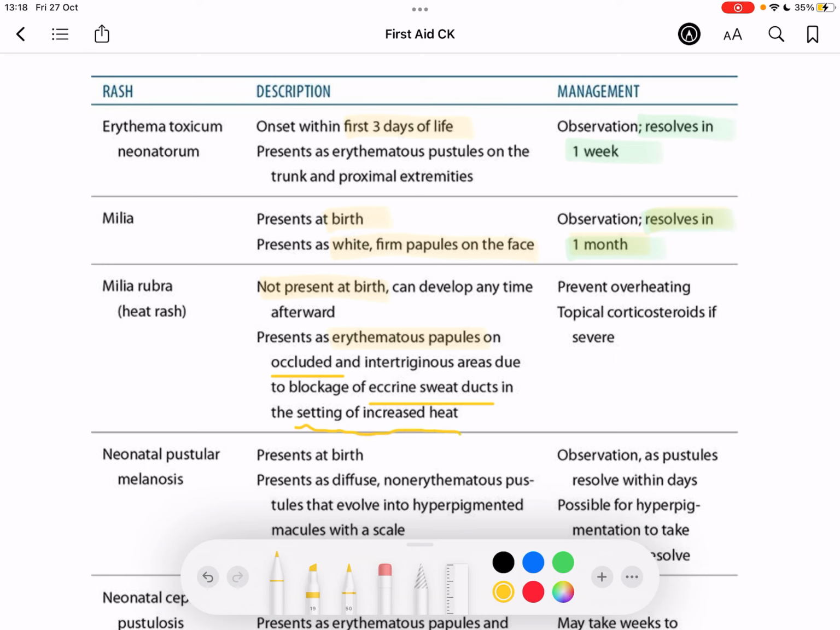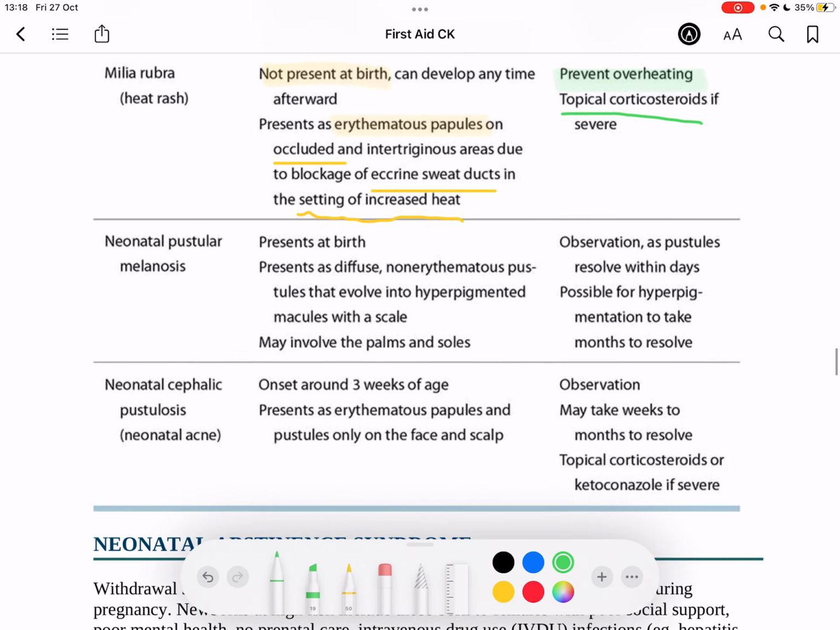And milia rubra is something that can be seen in adults and children as well. The main prevention of this is to prevent overheating, okay? And in terms of treatment, topical corticosteroids can help relieve the blockage of the eccrine ducts.